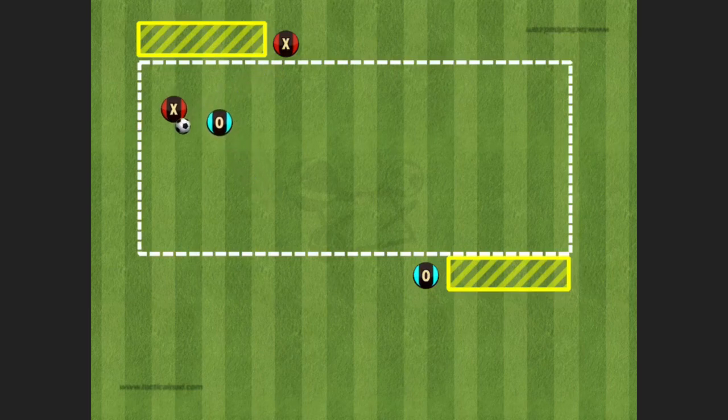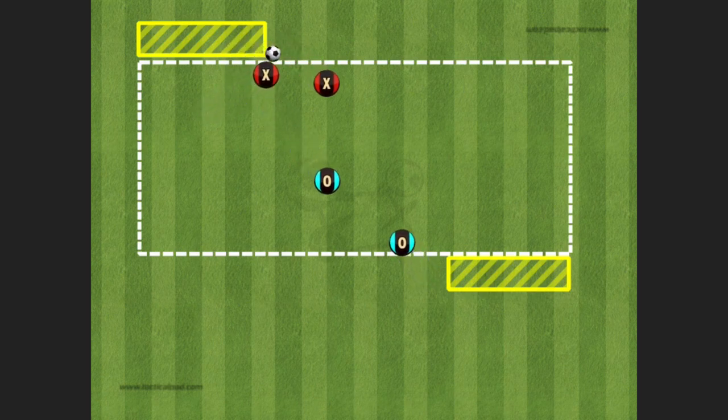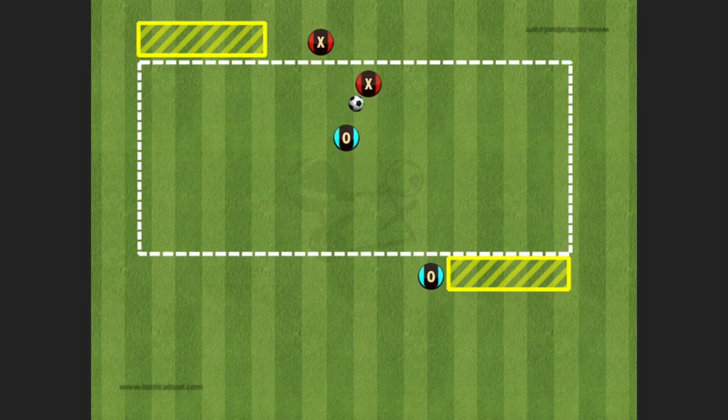In this leading practice, you need a 15 by 10 yard area with two shaded areas placed diagonal. Your squad will be split into two fours, and you should place your wide players against your fullbacks, your strikers versus your defenders, and your midfielders against each other. To score a point, the players have to dribble into the opposite group's shaded area.